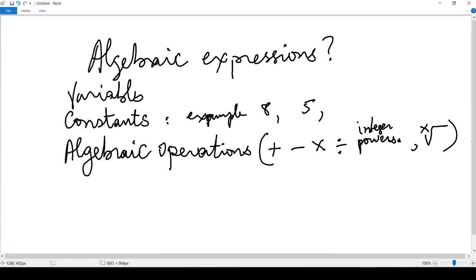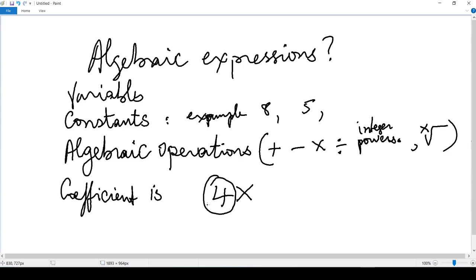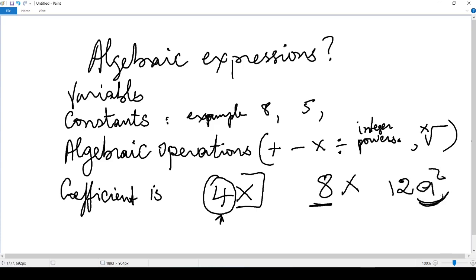We also have something we call a coefficient, and a coefficient is a constant quantity that multiplies a variable. So if I have, for instance, 4x, this 4 is a constant that is multiplying my variable x. So my coefficient here is 4. If I have 8x, my coefficient is 8. If I have 12a squared, a is my variable, 12 is my constant, so my coefficient is 12.